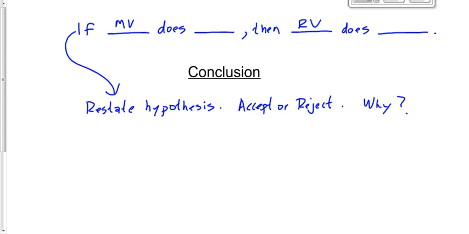What else are we going to have? Sources of error. Okay. Number 2 or 3 good sources of error, plus your suggestions for improvement.